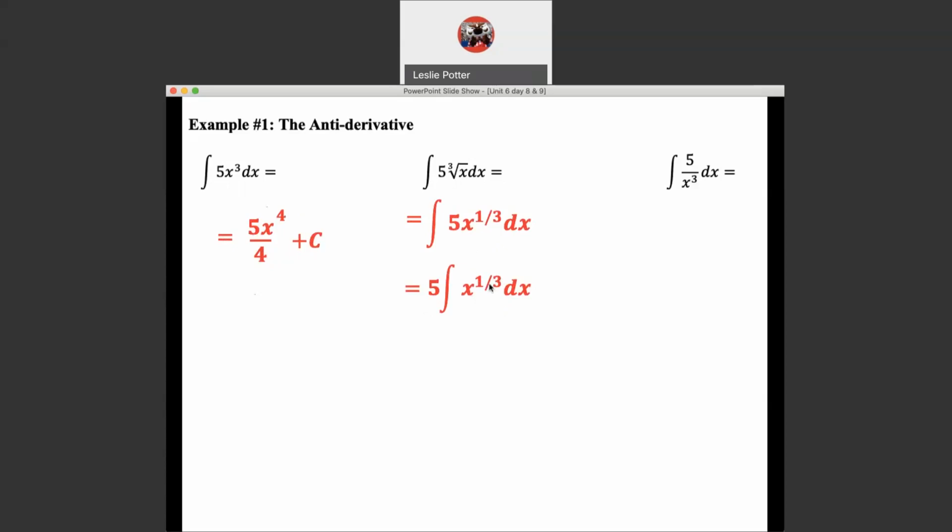We want to think about that as 3 over 3. So in my head, I'm thinking x to the 1/3 plus 3/3. That is increasing the power by 1. So we're going to get x to the 4/3, and then we're going to divide by the new power, 4/3.